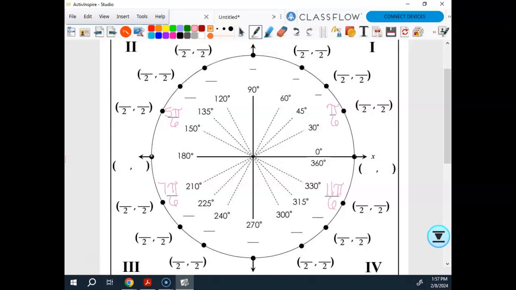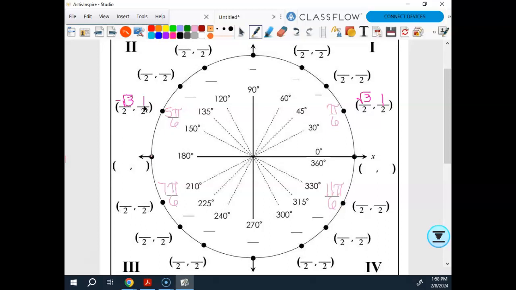All right, so let me ask you this then. What is the cosine of pi 6? Square root of 3 over 2. What is the sine of pi 6? 1/2. Okay? Good job. So what is the cosine of 5 pi 6? Negative square root of 3 over 2. And what's the sine of 5 pi 6? Positive 1/2, right? Because in the second quadrant, x is negative, y is positive, right?